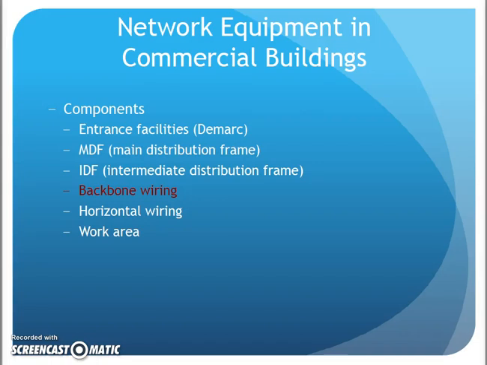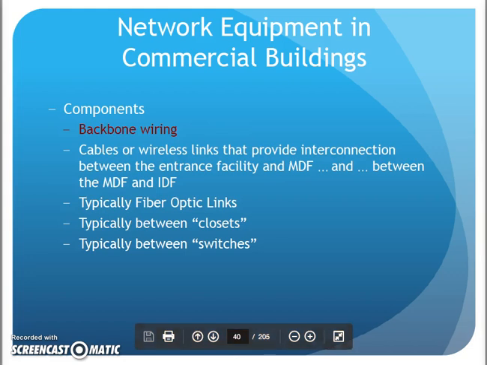Alright, CNT120, we're continuing on our Chapter 2. We're working on the pieces of our commercial cabling infrastructure. So we talked about the entrance facility, the main closet, if you will, the intermediate closet, if you will, MDF and IDF. Now we'll talk different types of wiring. We have backbone wiring, horizontal wiring. So let's take a look at the backbone wiring.